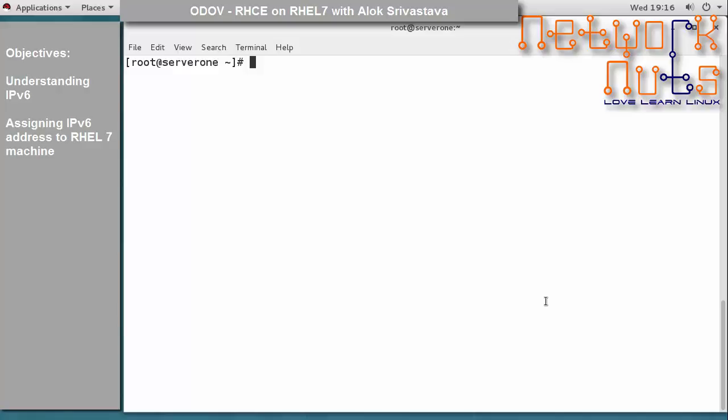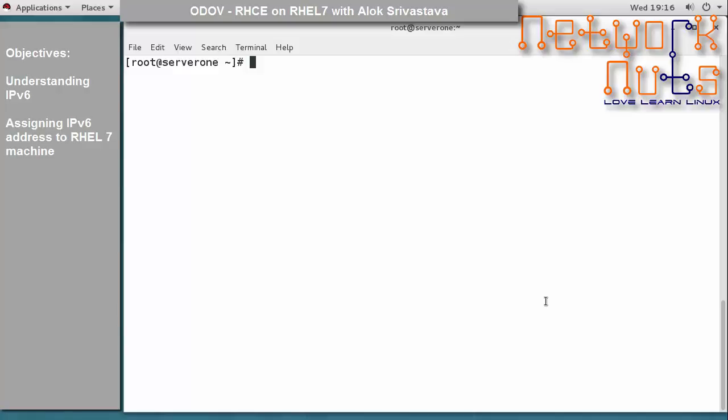So this is our first class from the third module of RHCE, or we call it SA3. The objectives of the day are, we are going to understand about IPv6, the benefits, the features, and then we will be seeing how to configure or assign an IPv6 address to my RHEL 7 machine. This is one of the exam objectives also, to assign the IPv6 address to your RHEL 7 machine.